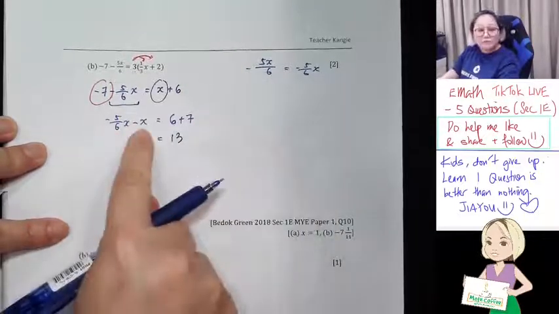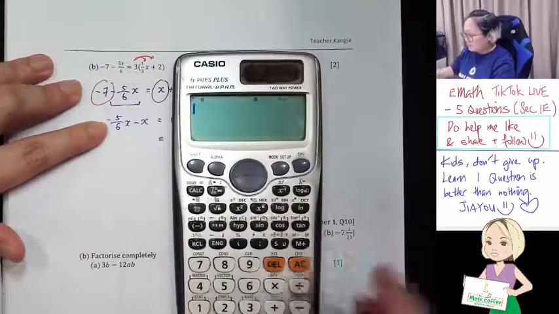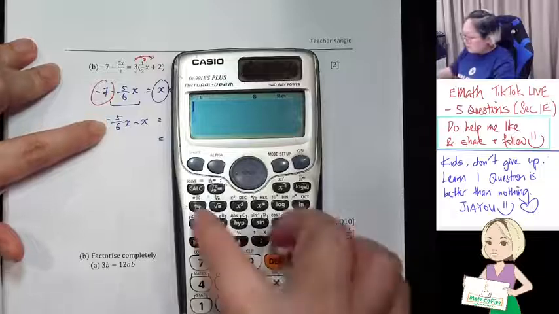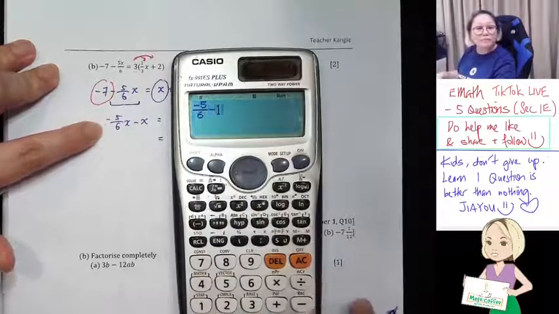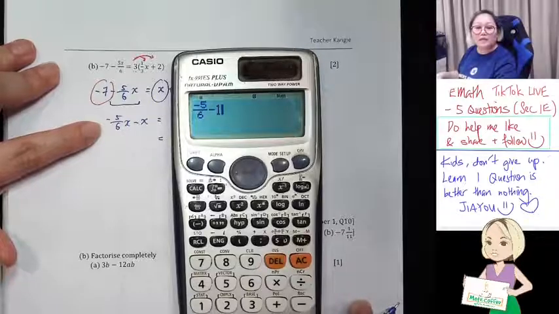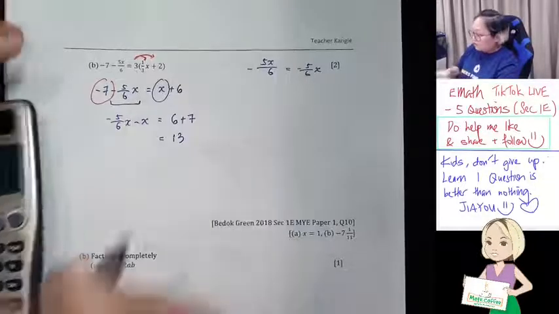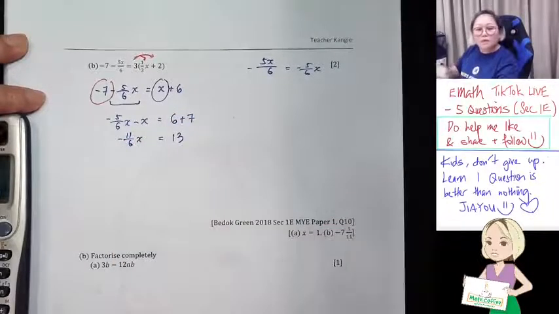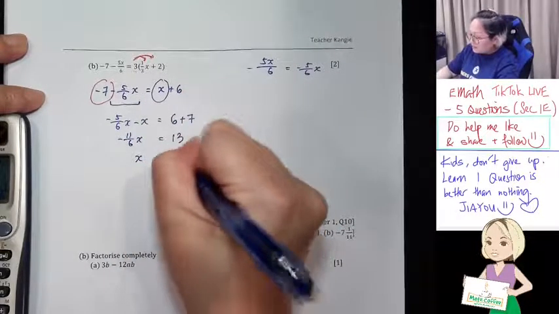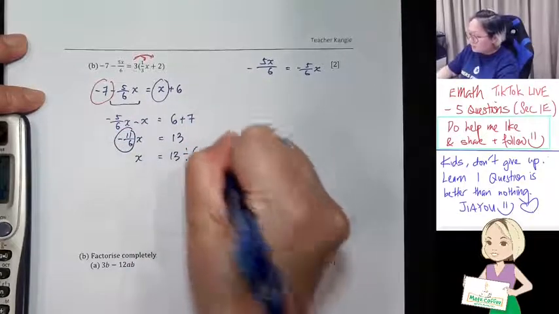Now this one, a lot of students say, this one how? It's okay. You can just key in the calculator. This is simply fraction negative 5 over 6 minus 1. Of course, you cannot key the x in. So just minus 5 over 6 minus 1. Press equal and you get minus 11 over 6. So it means this is minus 11 over 6x. So to solve x, I just take 13 divided by the number here, which is negative 11 over 6.